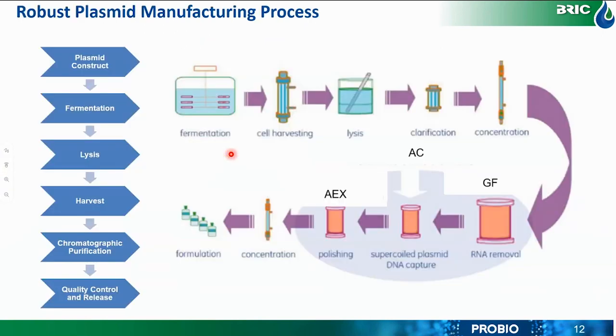And this is a robust plasmid manufacturing process, including the upstream and downstream process. For the upstream process, we are using the high density fermentation process with a fed batch strategy. It is a process that is antibiotics-free and animal component-free. The downstream part uses multi-step chromatography steps, with the final fill and finish step to produce the plasmid for different purposes of use.